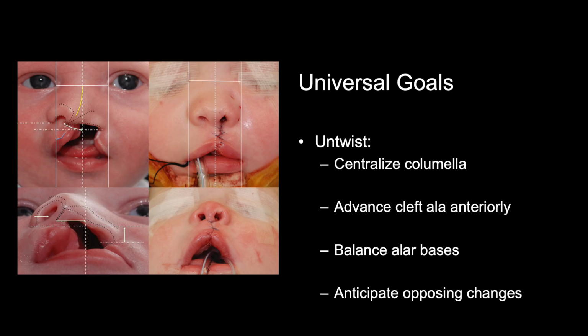Ultimately, all of this provides us with some universal goals to untwist the deformity. We've got to centralize the columella. We need to advance the cleft alar base anteriorly, and then we need to balance the alar base positions. Meanwhile, we need to anticipate that there are opposing changes.